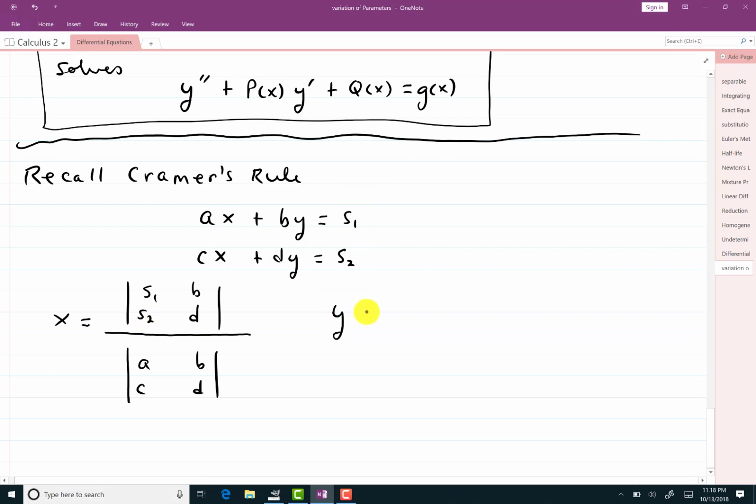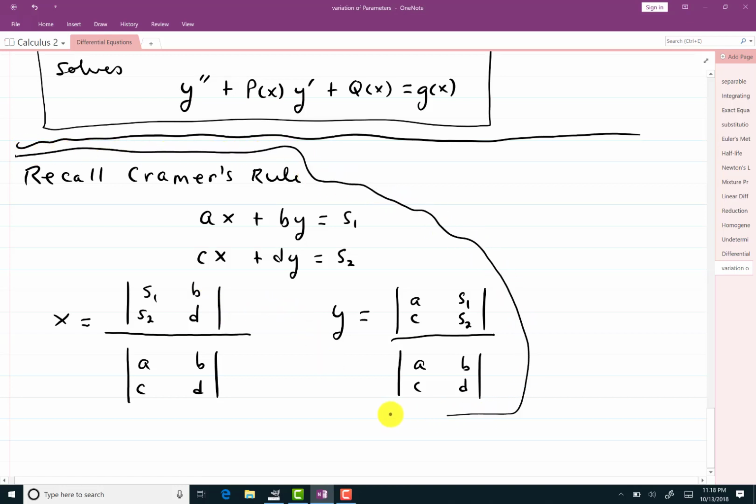Y, in this case, will be the same kind of thing, except you replace its column with s1 and s2, but you also divide by the same determinant. And if you recall, to do all of these determinants, you multiply diagonally, s1 times d, but then you do minus b times s2. So there's Cramer's rule that will help you solve these systems of equations that we come up with.